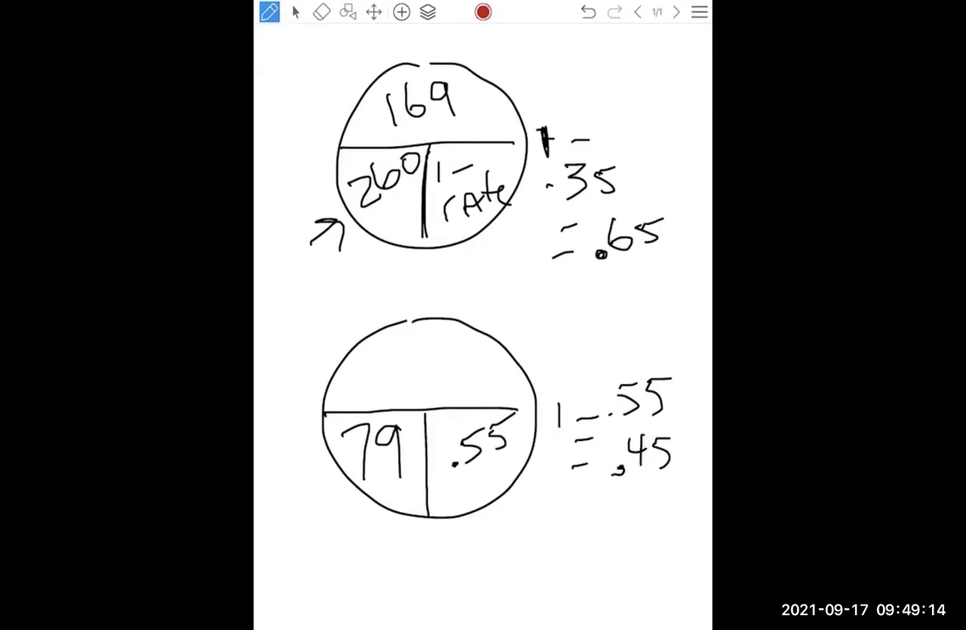So 79 times 0.45, because remember this horizontal vertical line is representative of multiply. So that's going to come out to 79 times 0.45 equals 35.55. So to answer the question, if I can sell them for $79 each and I want a 55% markup on all of my glasses, then I need to be able to buy them at a cost of $35.55. And so that solves that problem.